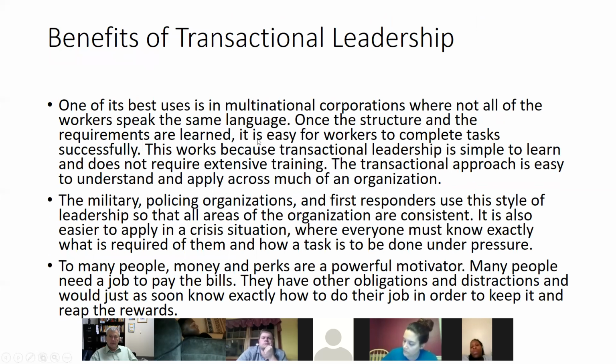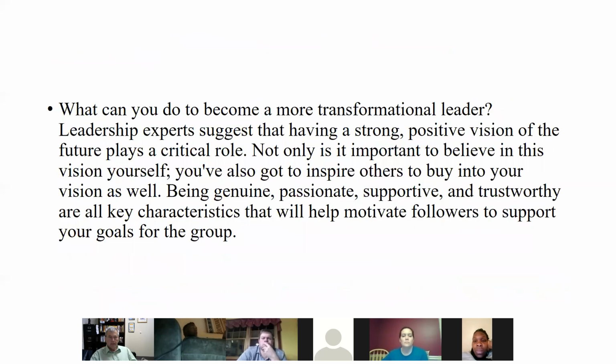So the benefits: this can work well in multinational corporations. It also works well in the military, works well for police, any kind of organization that has to have a lot of order and structure. And it also works well in the business world, particularly on the manufacturing side, because people work for money, the benefits, and to pay the bills.